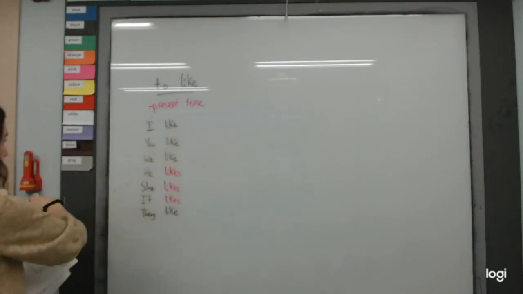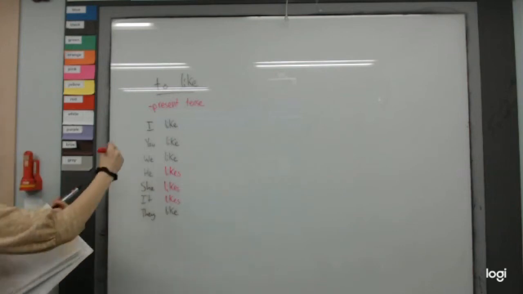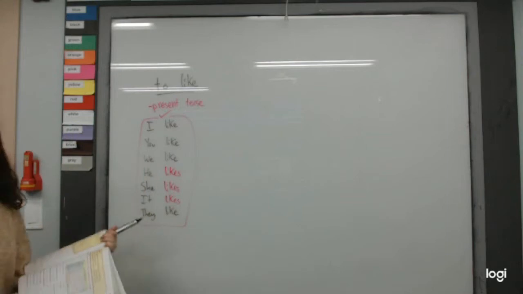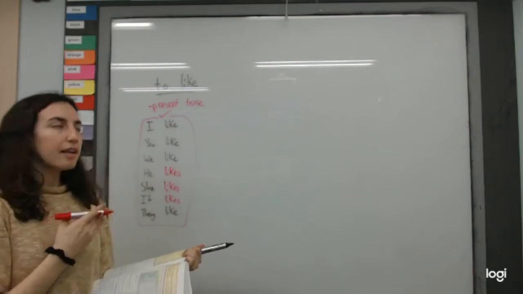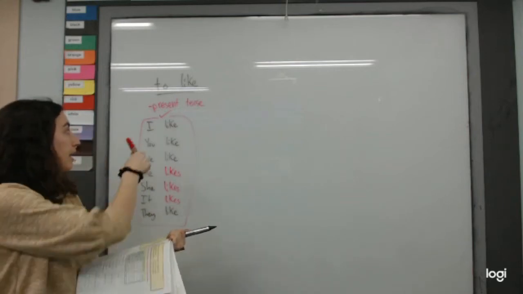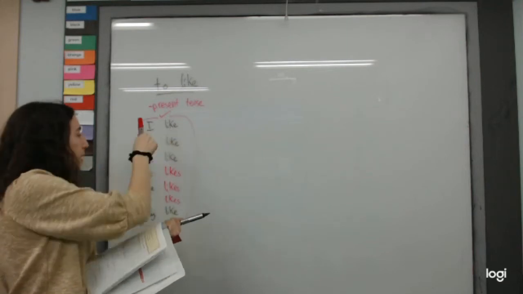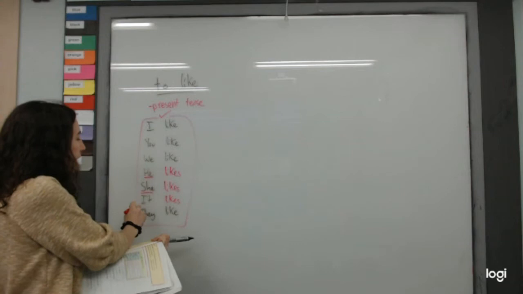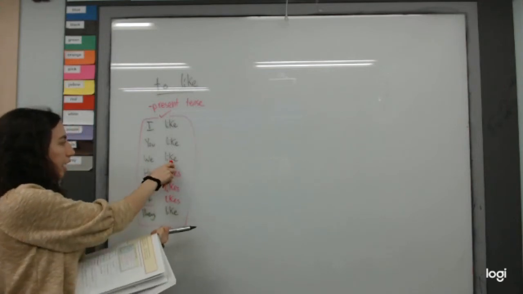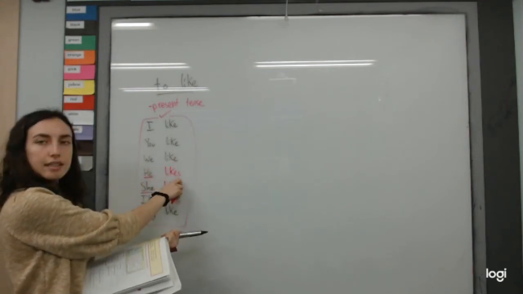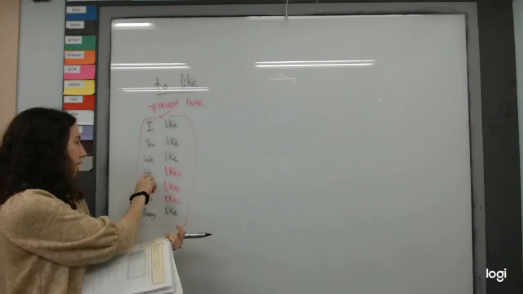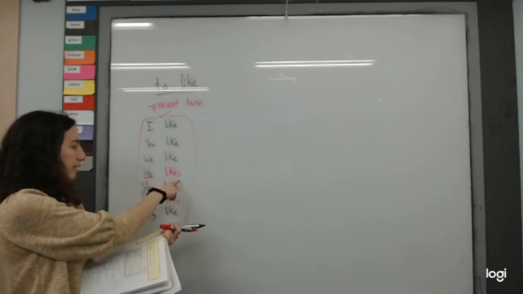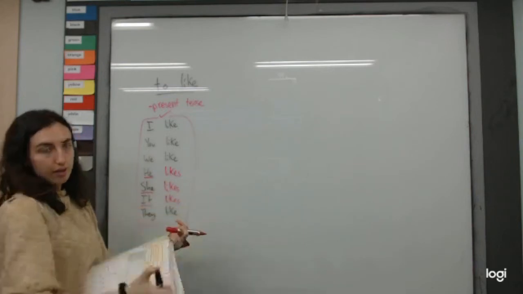So, we have to remember, these ones are all yes, it is true. I like, to me, it is good. Me, for talking about me, it is good. I like. We have to remember, for simple present, he, she, and it, we don't say like, we say likes, okay? So, he, she, it, we change. We say likes instead of like, okay?